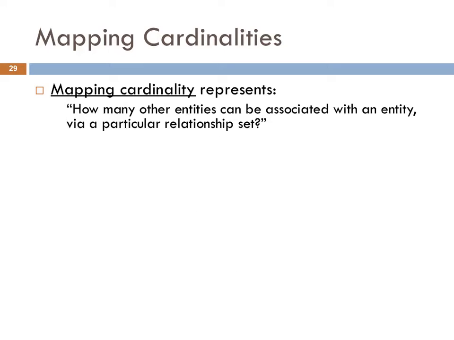All right, mapping cardinality. Basically, when we have a mapping cardinality, we're specifying how many entities in one entity set can participate with a particular entity in another entity set, and vice versa. How many other entities can be associated with an entity via a particular relationship set? Again, you can think of the laptop owner question. How many people own a particular laptop?